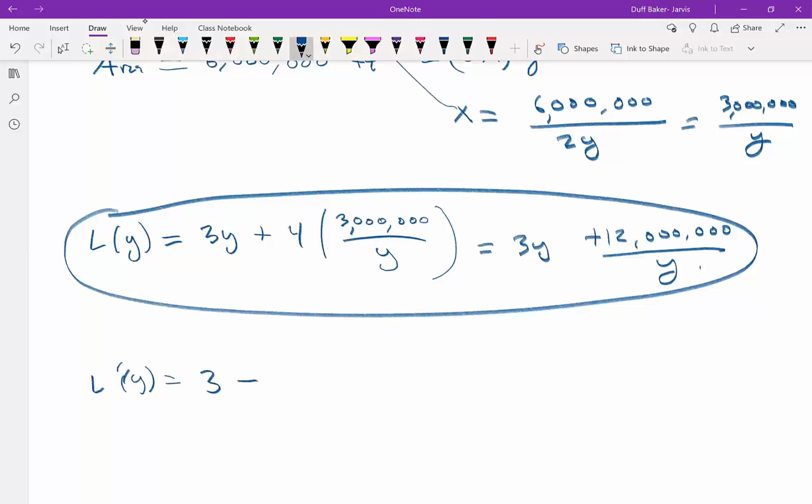minus, so the derivative of a number over y, right? You can think of this as like being 12 million times y to the minus 1. So its derivative is negative 12 million y to the negative 2, which is also the same as having a y squared on the bottom. And we want this to be 0, right?